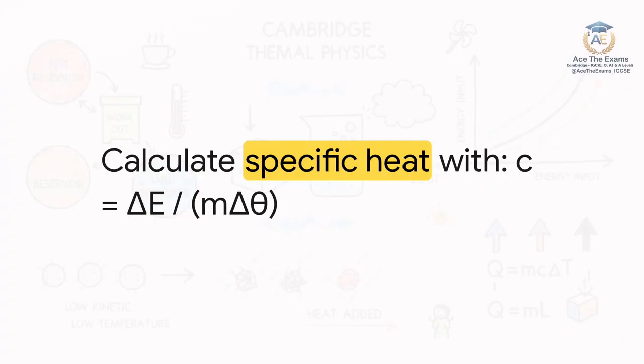C represents our specific heat capacity. You calculate it by taking the energy transferred, that's our delta E, and dividing it by the mass, m, multiplied by the change in temperature, which we call delta theta. Getting a grip on this relationship between energy, mass, and temperature change is absolutely crucial. It allows us to perfectly measure how different materials store thermal energy. And just as a quick reminder, our final calculated answer will always be in joules per kilogram degrees Celsius.